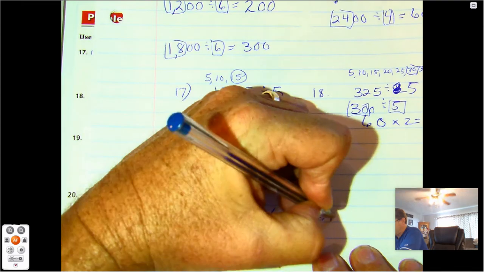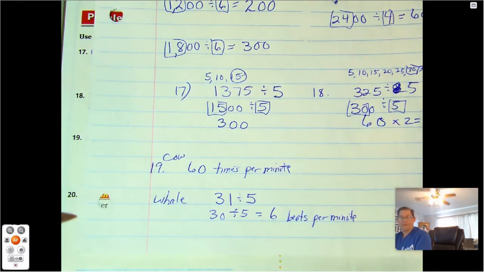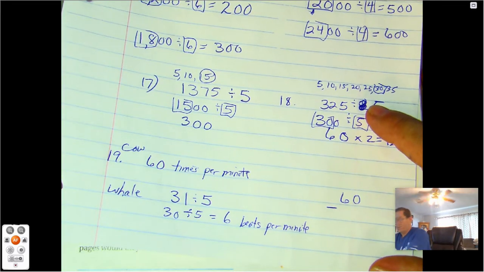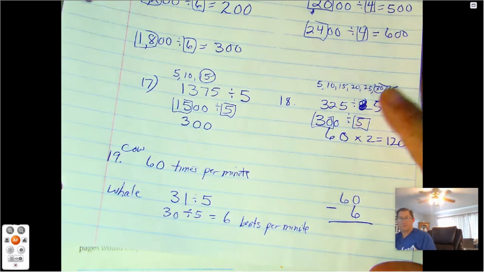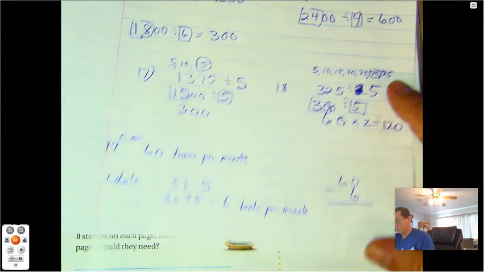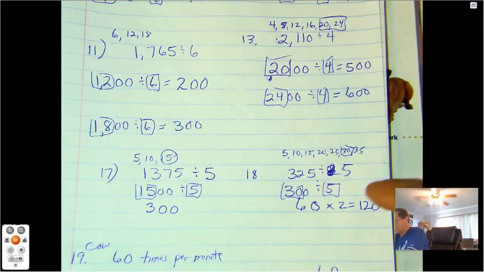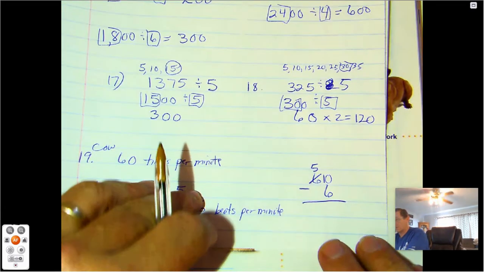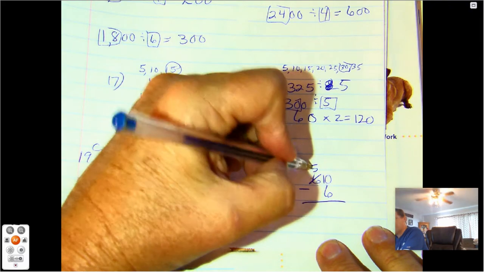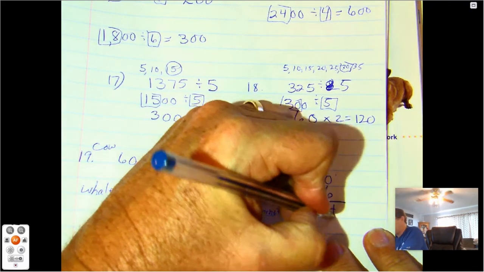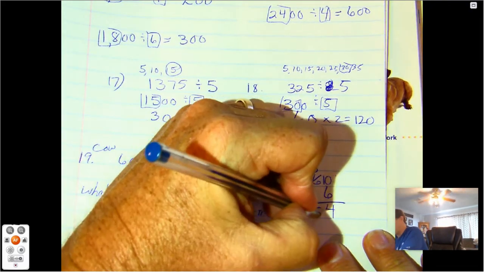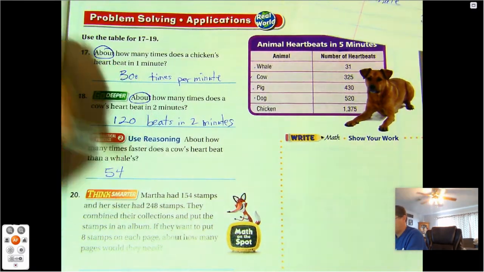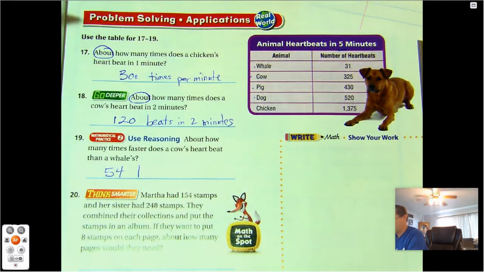All right, so if a cow's heart beats 60 beats per minute and a whale's is 6 beats per minute, we just need to subtract them to find out how much more. So I can't take 6 from 0. So I'll regroup. I'll rename the 6 tens as 5 tens and 10 ones. That leaves me 4 ones and 5 tens. So 54. So 54 times faster.